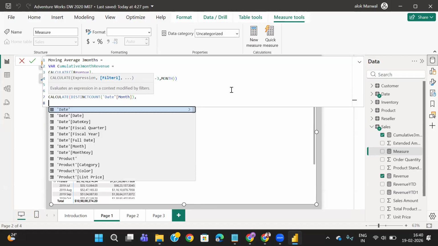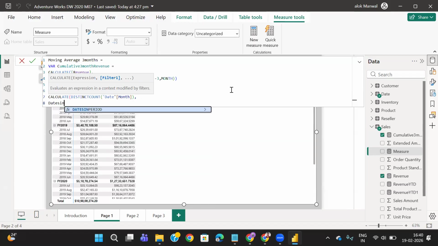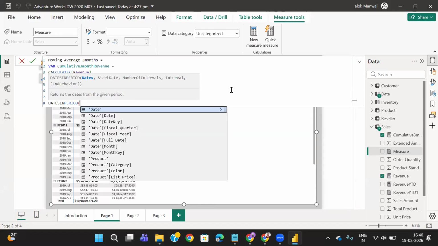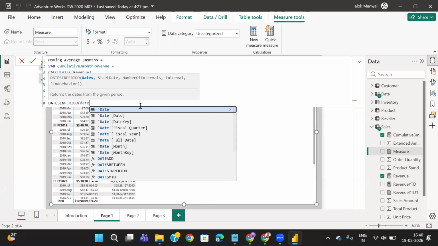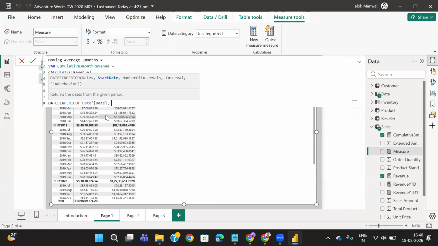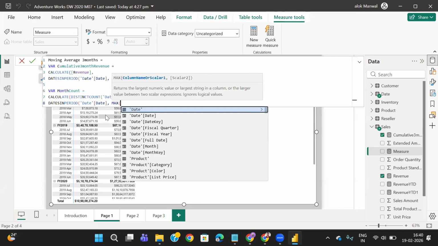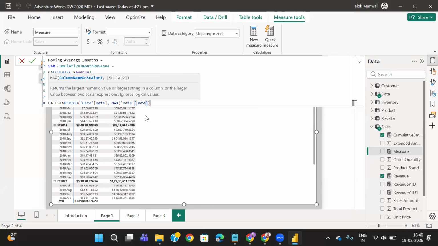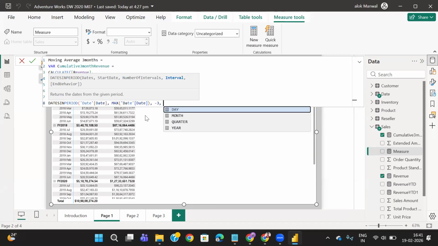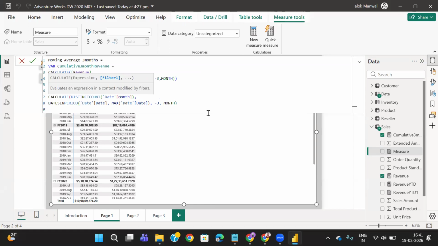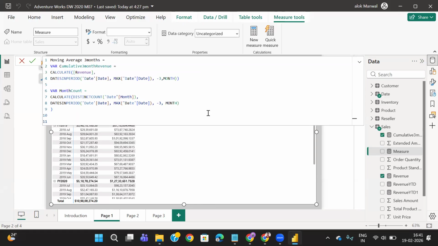On which basis? The basis here is dates in period. What is the date? Date, this one. The maximum date was the end date. The interval was 3, so I'm doing the -3 and I'm just taking the month. Now we have created two variables.